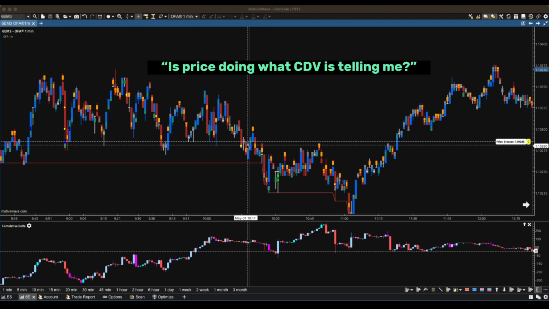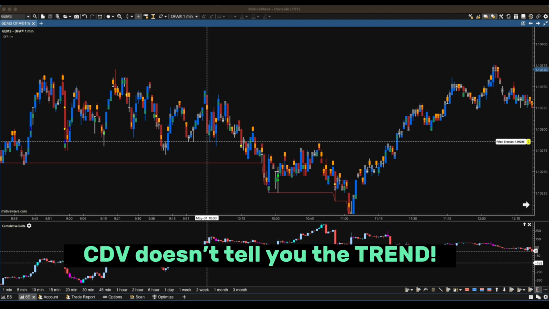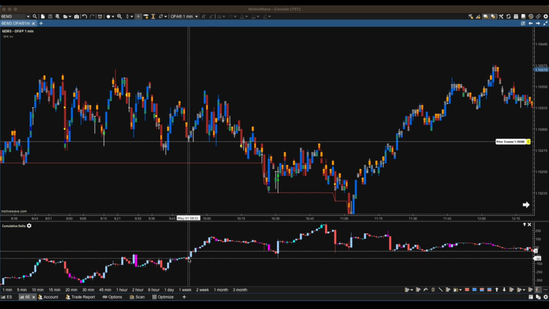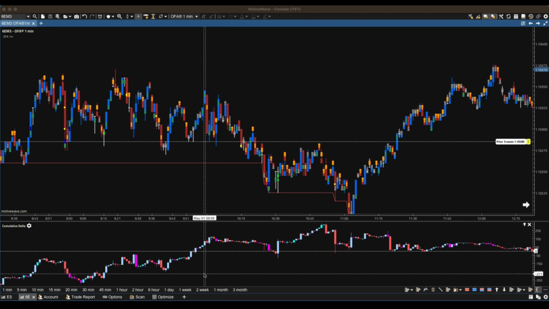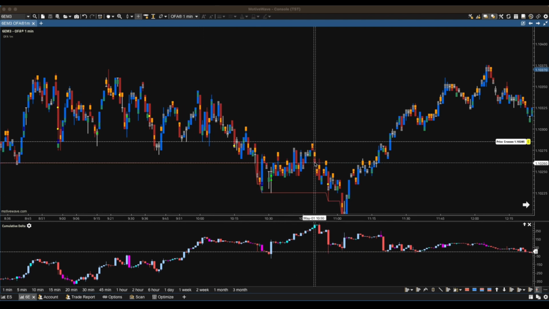Many traders use the CDV as an indication of a trend, which in my opinion is completely wrong. The CDV does not tell you the trend. The CDV is telling us basically who is dominating between aggressive sellers and aggressive buyers, but there is no contextualization with the price. If we see strong buyer pressure in the CDV, it does not mean that the price is going up.